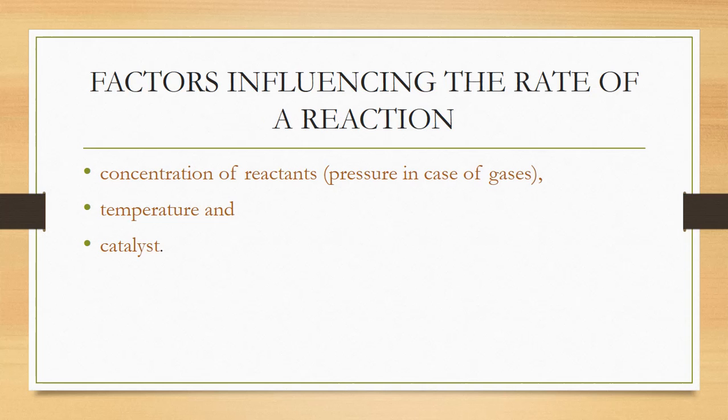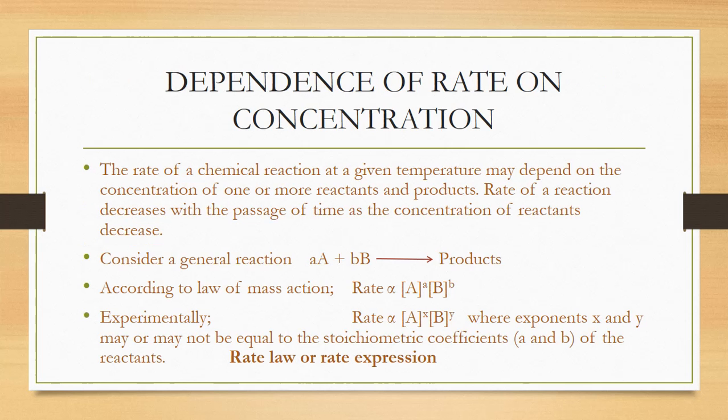Today we will talk about factors influencing the rate of a reaction. There are three main factors: concentration of reactants, temperature, and catalyst. If we have gases, then instead of concentration, we consider pressure. Now, dependence of rate on concentration.